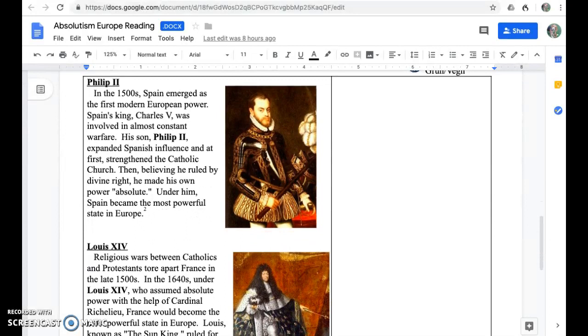Philip II. In the 1500s, Spain emerged as the first modern European power. Spain's king, Charles V, was involved in almost constant warfare. His son, Philip II, who you see here, expanded Spanish influence and at first strengthened the Catholic Church. Then, believing he ruled by divine right, he made his own power absolute. Under him, Spain became the most powerful state in Europe.